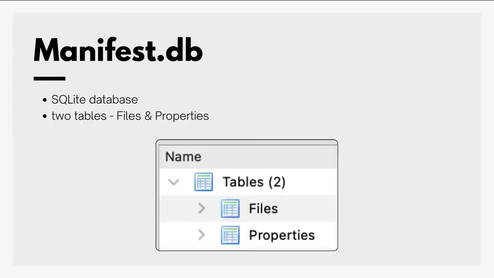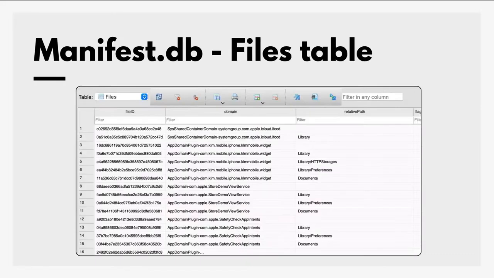So now we will look at the Manifest.db file. That's a SQLite database. It consists of two tables, files and properties. We will look at the files table because in my experiments, every time I looked at properties, it was empty, so I did not find anything there. So, by the way, here I'm using the DB Browser for SQLite.